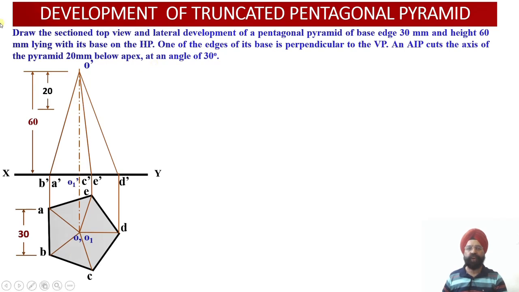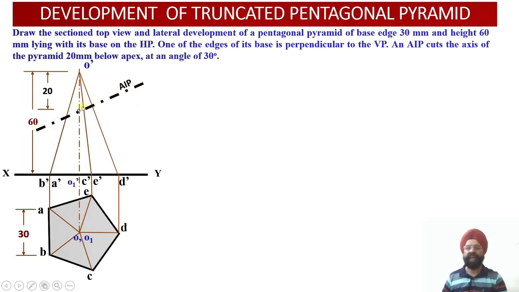Once I draw this 20 millimeter, you see this point of the cutting plane on the axis has been identified. So this is my apex or the vertex. You move 20 millimeter down on the axis line, and this gives me the point of intersection of the cutting plane with the axis. Now the cutting plane is at an angle of 30 degree with respect to the horizontal plane.